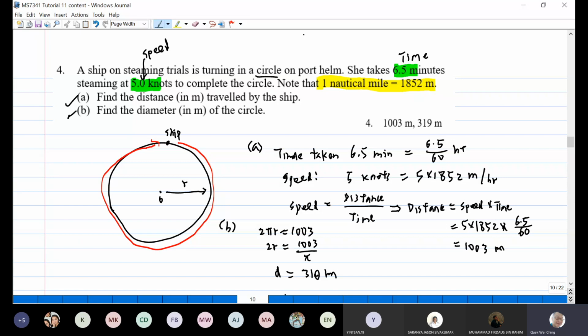Okay, there is a part A and then part B. You should find the diameter of the circle. You know the circumference of a circle is 2 pi r. In this case, 2 pi r is equal to 1003. So 2r, the diameter, is 1003 over pi. Then you get 319 meters. So there is question 4.